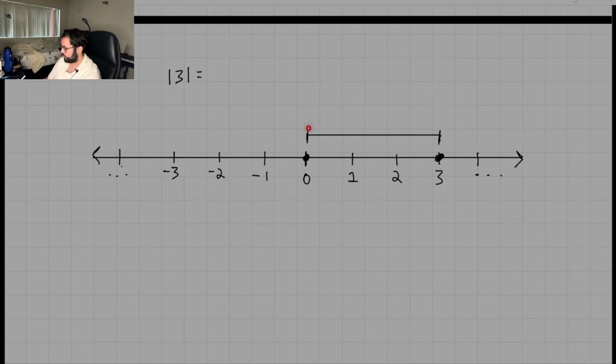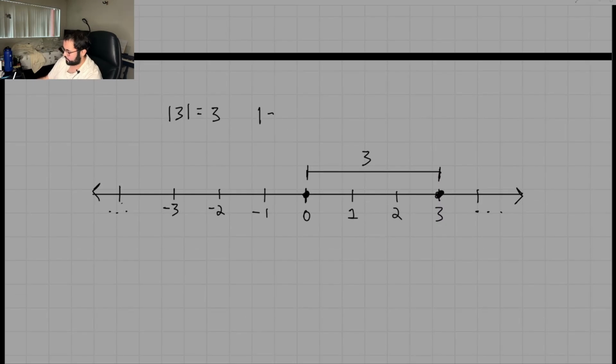What is this equal to? Well, it's pretty simple, right? We have 1, 2, 3 steps, so this is just equal to 3. Another way you can think about it is just taking the difference. 3 minus 0 is equal to 3.